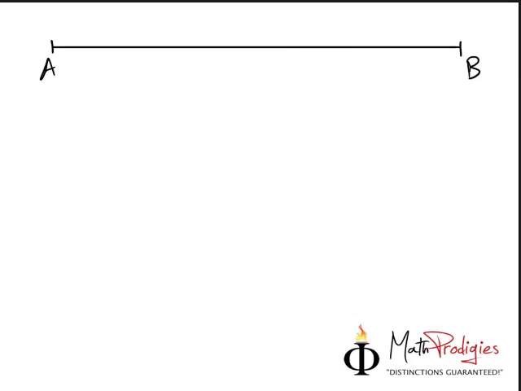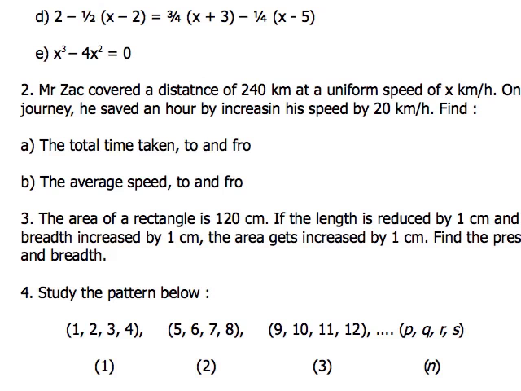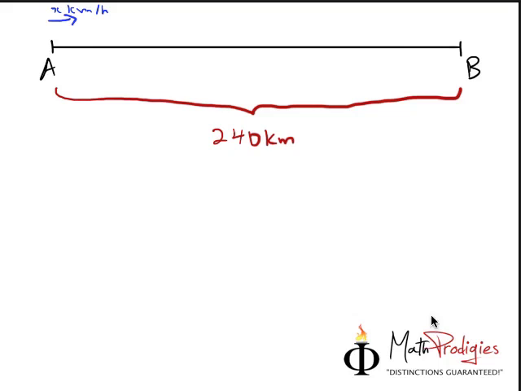I'm going to use a different color marker and write down 240 kilometers. So this distance, as you can see, is 240 kilometers. And from the first part, he traveled it at a speed of x kilometers per hour. Then what happened? On his return journey, he saved an hour by increasing his speed by 20 kilometers per hour.